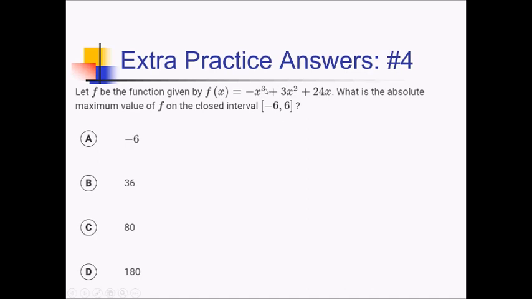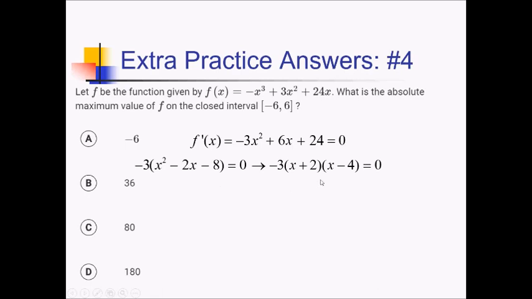So we have negative 3x squared plus 6x plus 24. Setting that equal to 0, we can factor out a negative 3. That would leave us with x squared minus 2x minus 8, all of that equals 0. And then things that multiply to negative 8 and add up to negative 2, that would be x plus 2 and x minus 4. So the x values then that solve this are going to be negative 2 and positive 4.